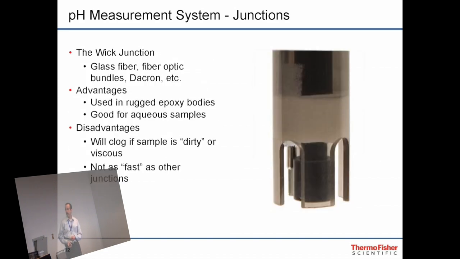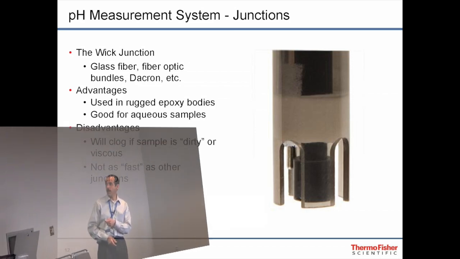And these electrodes have some kind of wick. Really hard to see from back there, I'm sure, but this is a little rectangle material here. That's a piece of Dacron that's inside the electrode that juts out through the bottom. That is the junction of the electrode. Sometimes these can be made out of glass fiber bundles, different materials, but essentially it's a wick, and that fill solution inside that electrode leaks out through that wick out into the sample.